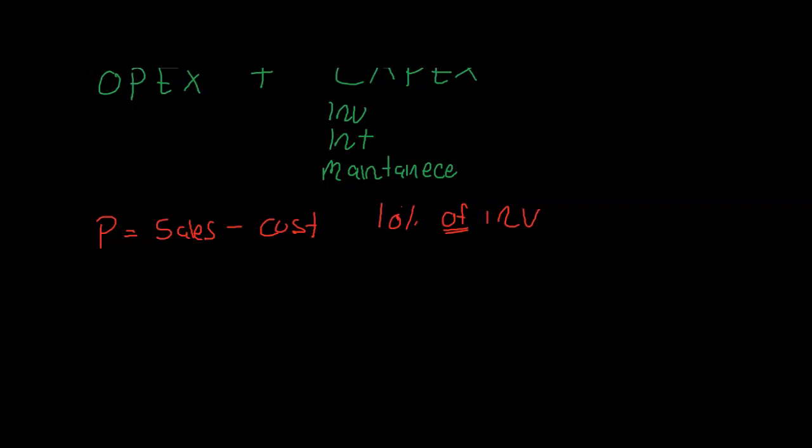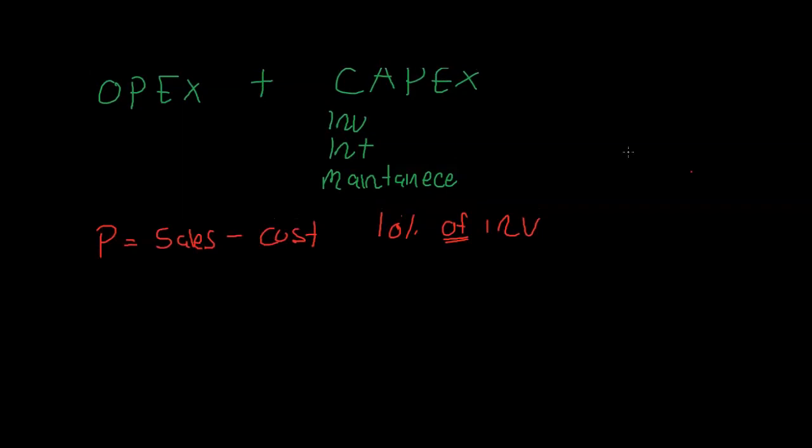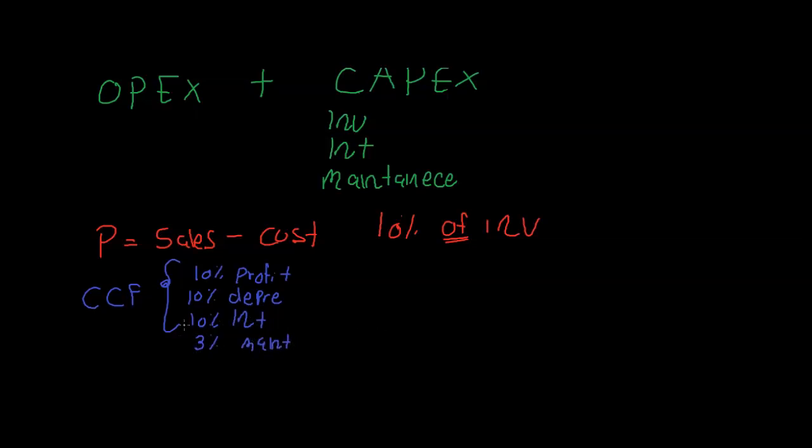And then for this capex, we are going to use something that is called the capital charge factor. And this capital charge factor is going to include 10% profit, right? The 10% depreciation, 10% interest, and 3% maintenance. So basically, what's happening here?